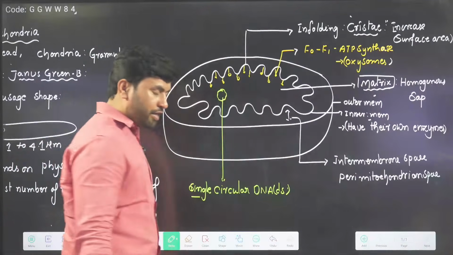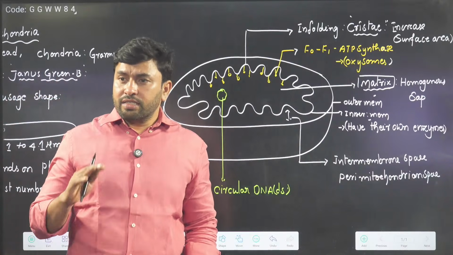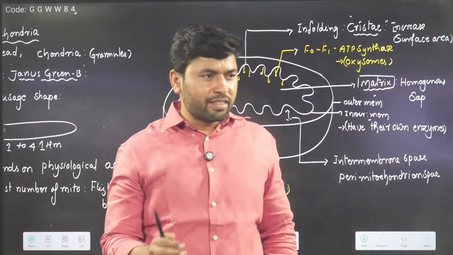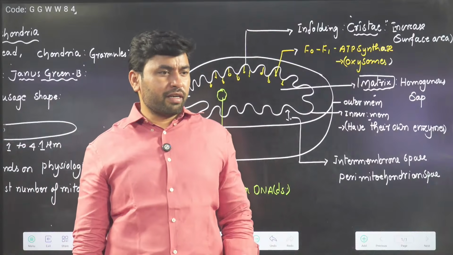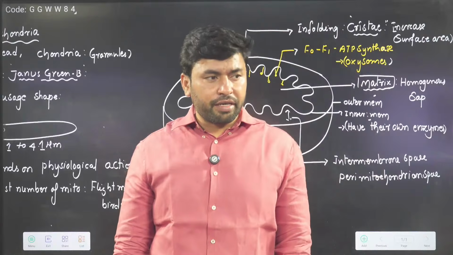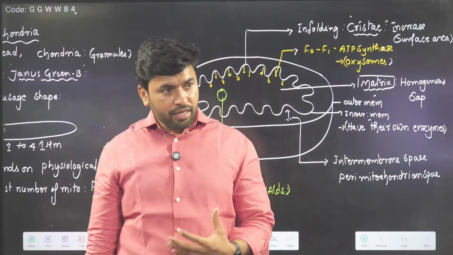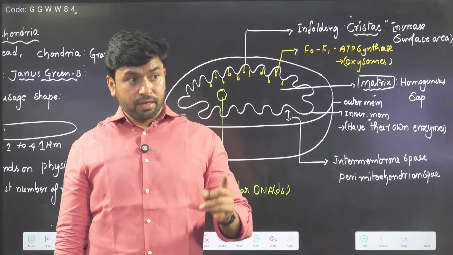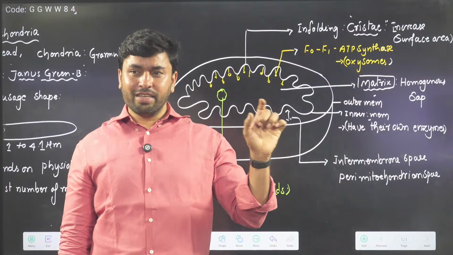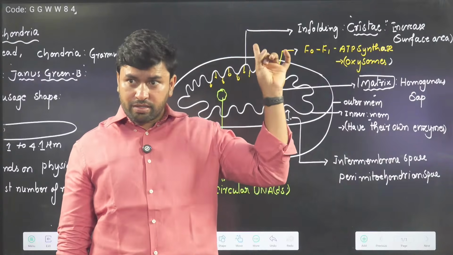Now tell me, did you come across anywhere in the previous discussion a single circular double-stranded DNA present somewhere else? Could you tell me where? Excellent. In the mitochondria and also in the bacteria we have seen them. Bacterial DNA is circular. Mitochondrial DNA is also circular. There is a relation. We will talk about that later. What is the relation between that circular DNA and this one?